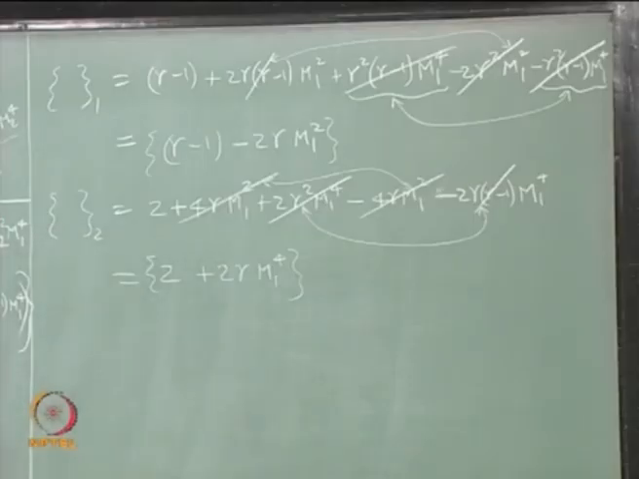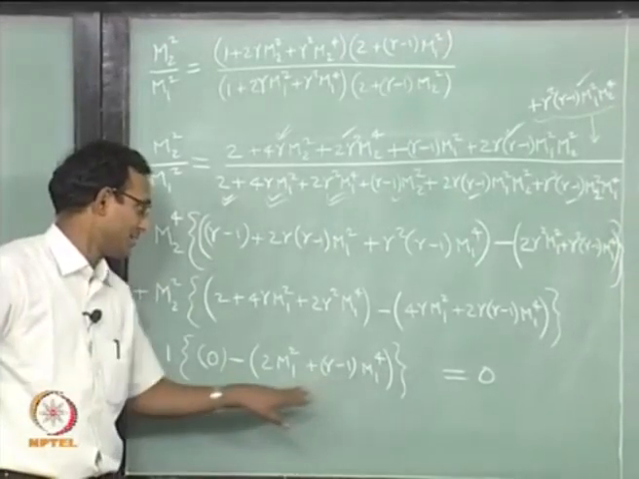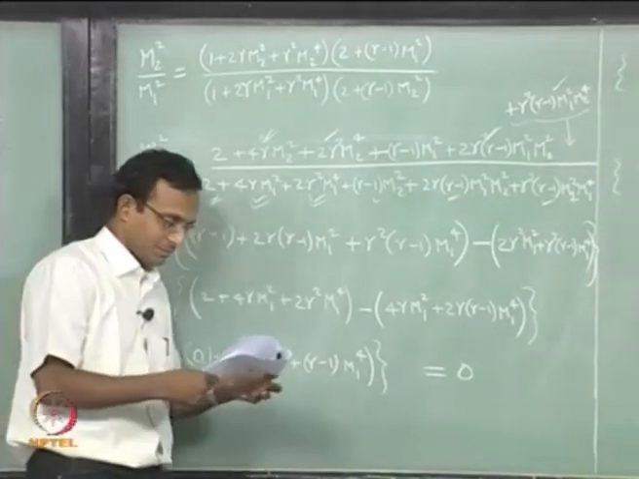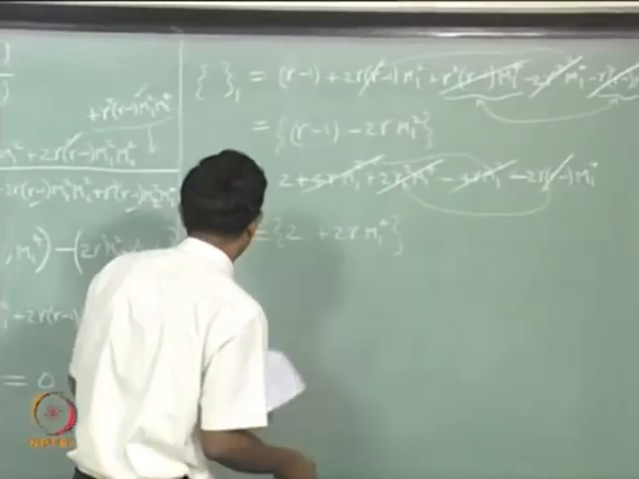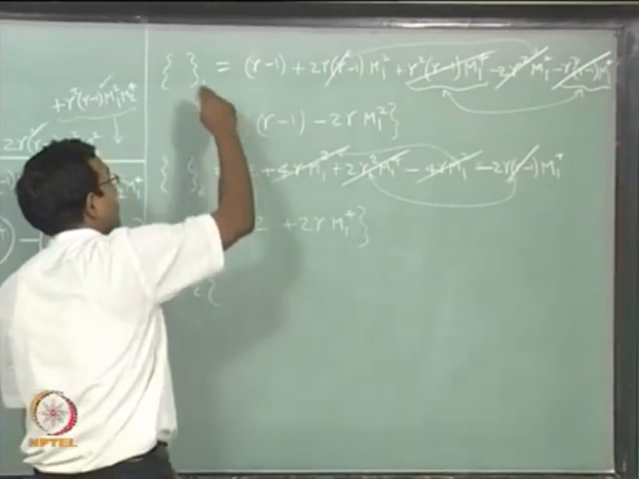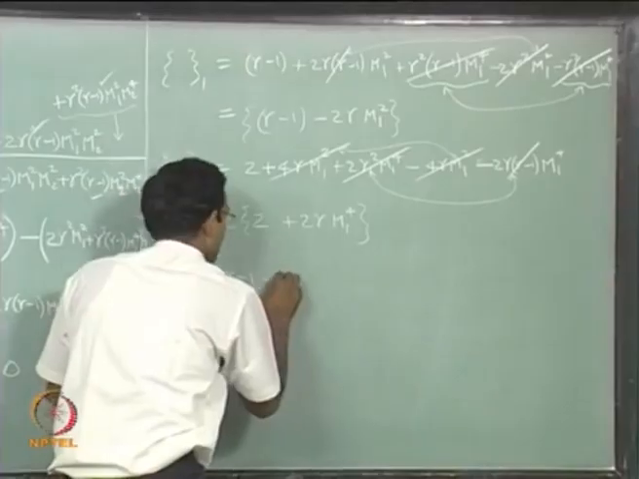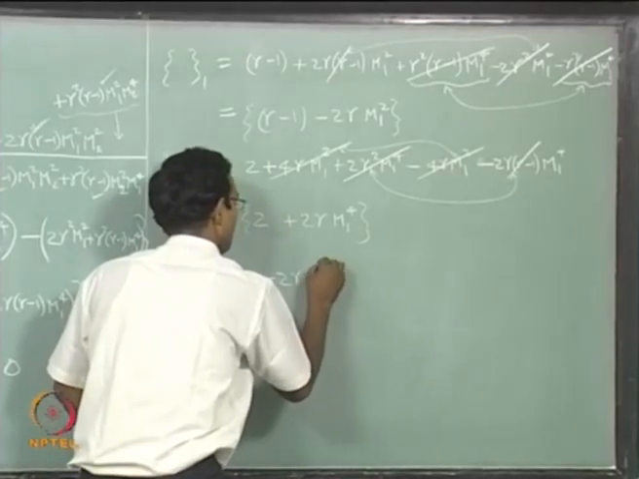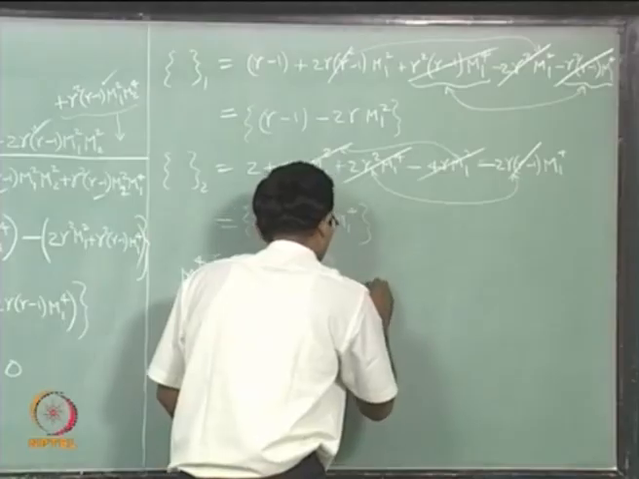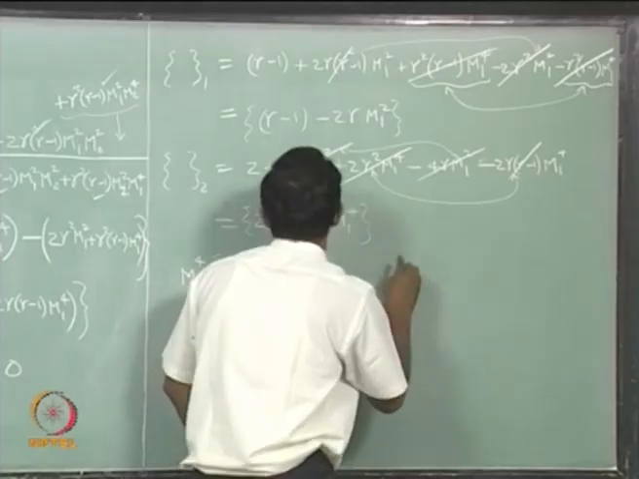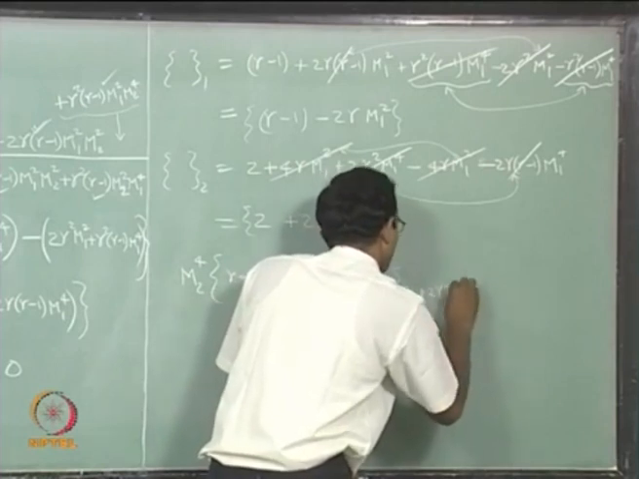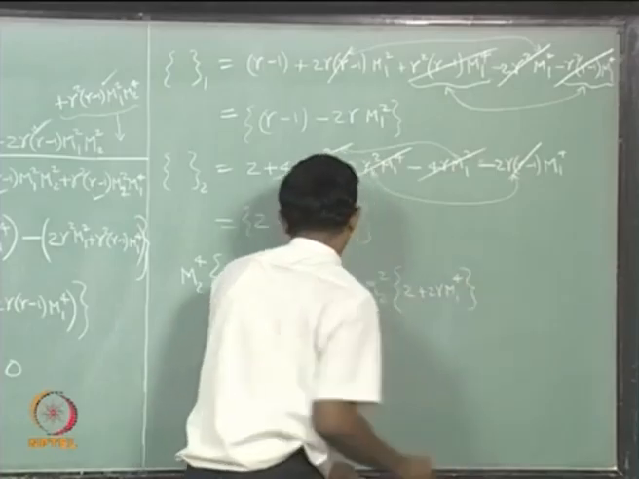Third floor bracket is nothing great, I do not need to simplify this so much. We will just keep it like this, nothing is going to get cancelled, okay. So now I will write the full expression for the m 2 power 4 equation. M 2 power 4 times first floor bracket, which is gamma minus 1 minus 2 gamma m 1 square, plus second floor bracket times m 2 square, sorry, and that is 2 plus 2 gamma m 1 power 4, sorry, okay.